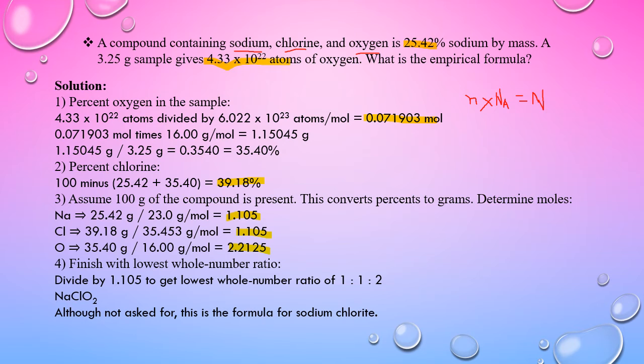So we have calculated the number of moles of Na, then Cl and oxygen. अब देखो Na और Cl दोनों का number of mole is coming same. So ये सबसे छोटा number हुआ. So we will divide this number 1.105 by 1.105. We will obtain 1 over here. Similarly for Cl as well we will obtain 1. But when we will divide 2.2125 upon 1.105 we will obtain 2.